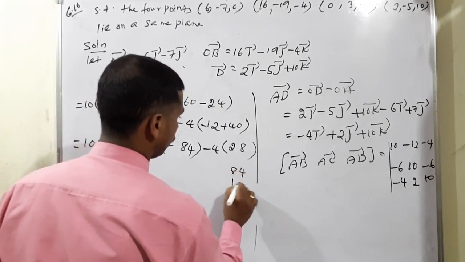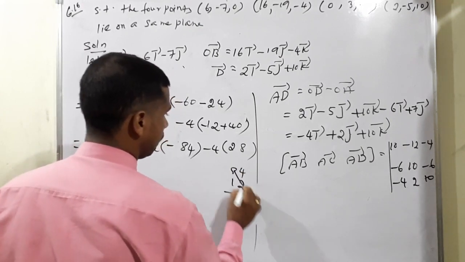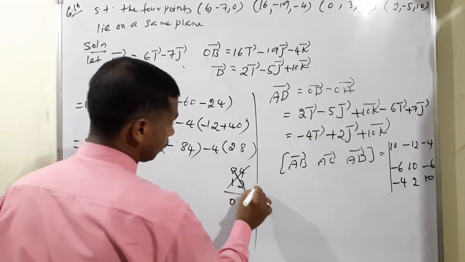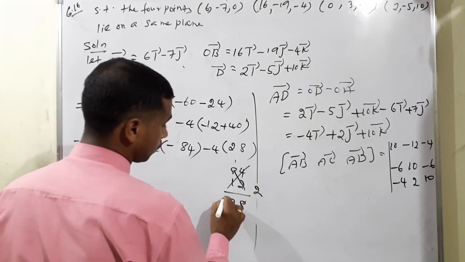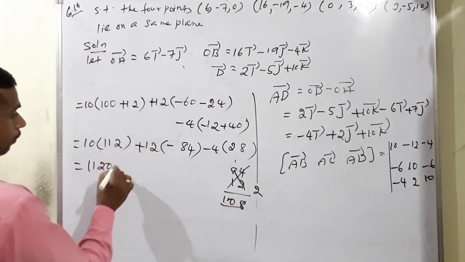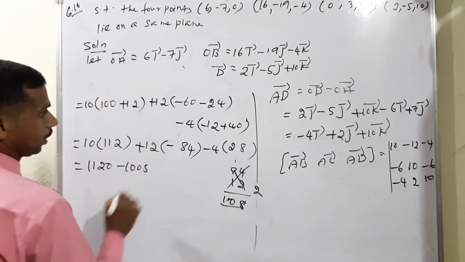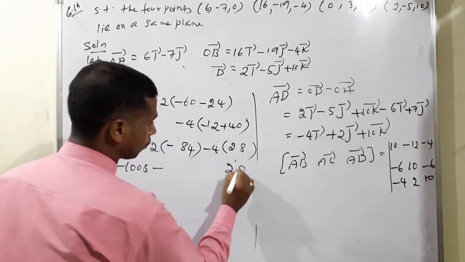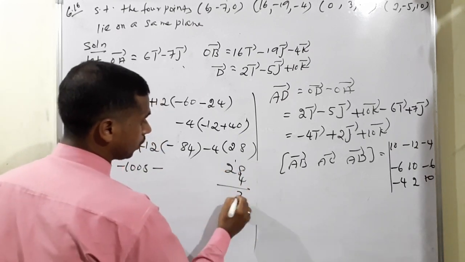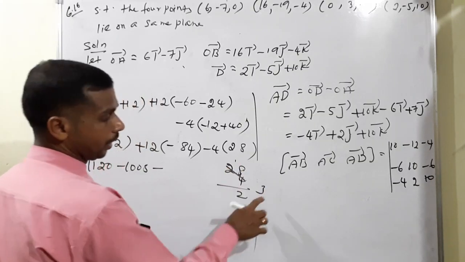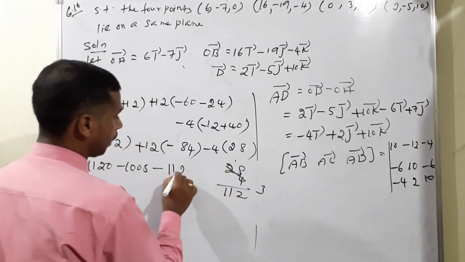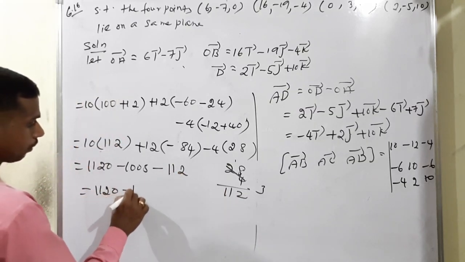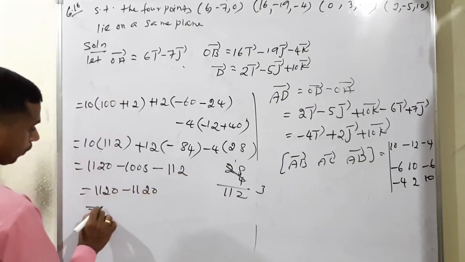Now 84 into 12 means 2 4s are 8, 2 8s are 16, 16 plus 4 is equal to 20, 0, 2 is there, 1 8s are 8, 8 plus 2 is equal to 10, 1008. Therefore here minus 1000, and in the last condition also the minus sign will come. Again 28 into 4, 8 4s are 32, 3, 2 4s are 8, 8 plus 3 is equal to 11, 112. Therefore 1120, if you add it means again minus 1120. Therefore the answer will be 0.